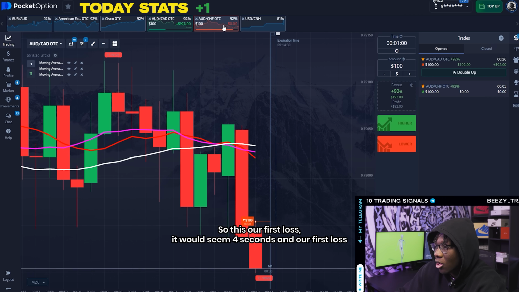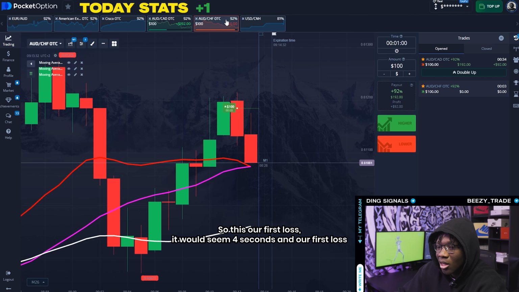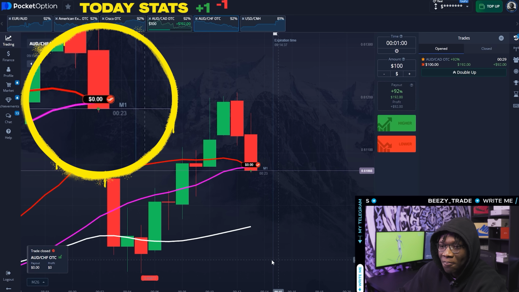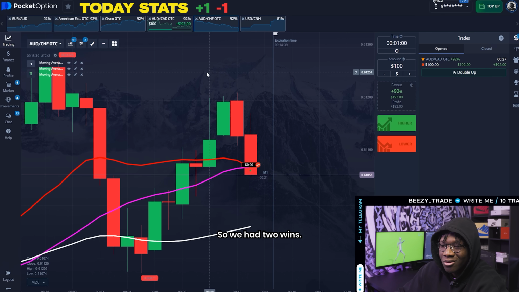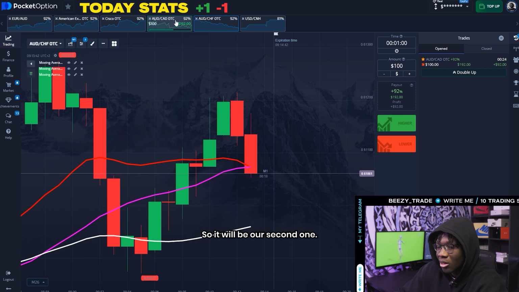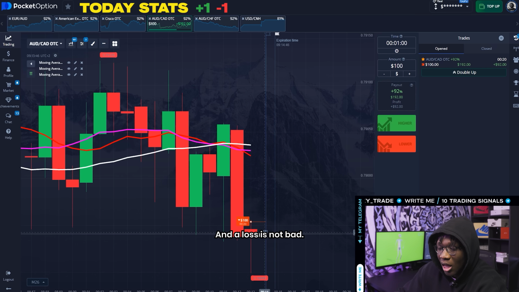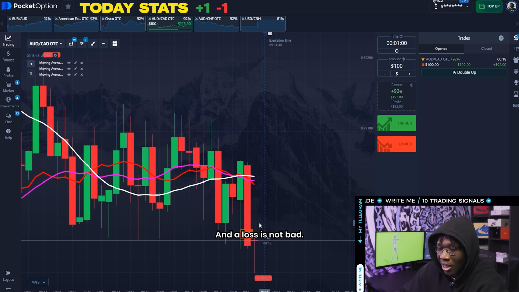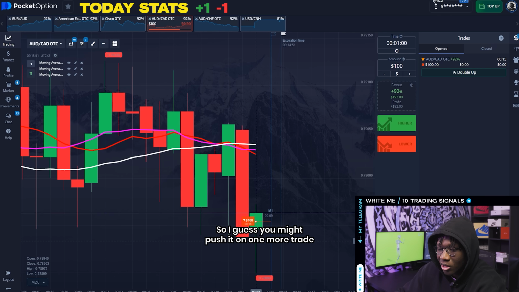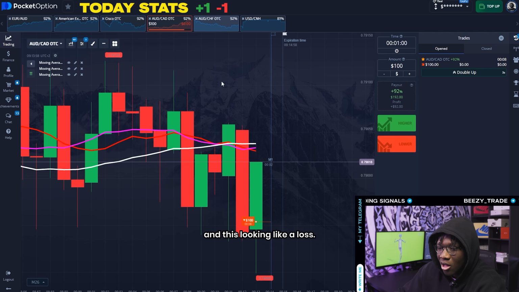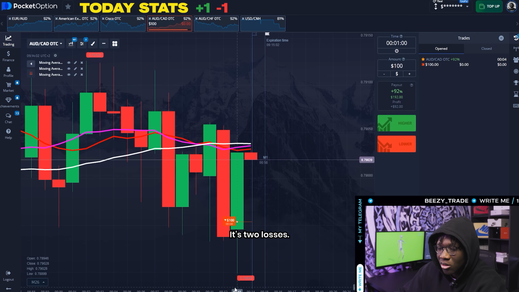So this is our first loss, it would seem, by 4 seconds. And our first loss with this strategy doesn't look that bad. So we had 2 wins, what seems like it's going to be 2 wins, so probably will be our second win, and 1 loss. It's not bad. I'd like to test this a lot more, so I guess we might push it one more trade. And this is looking like a loss. It's 2 losses.